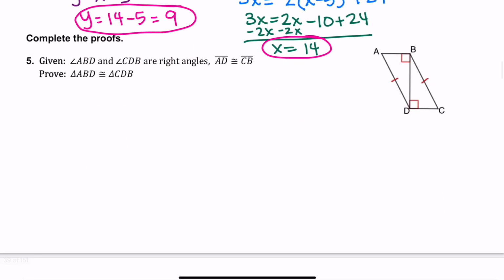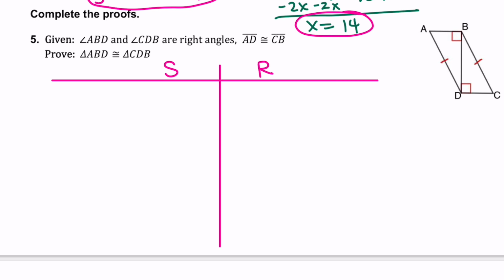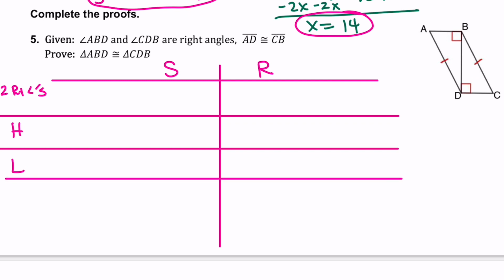For number 5, I have to show 3 things. First, I have to show that we have right angles. They both have right angles. We have to show the hypotenuses are the same. We also have to show some legs are the same. Let's just put an outline. We have to have 2 right angles, a hypotenuse, and a leg. And then we have to show that the triangles are congruent.